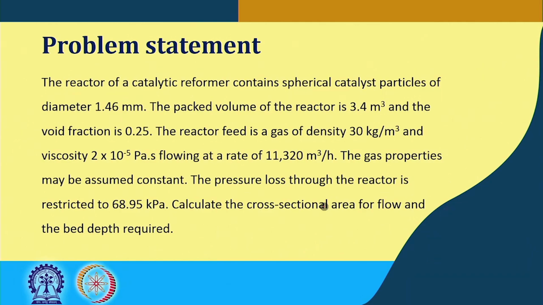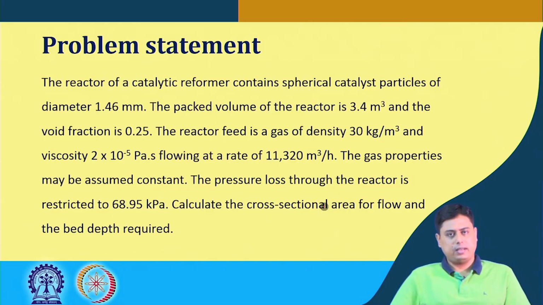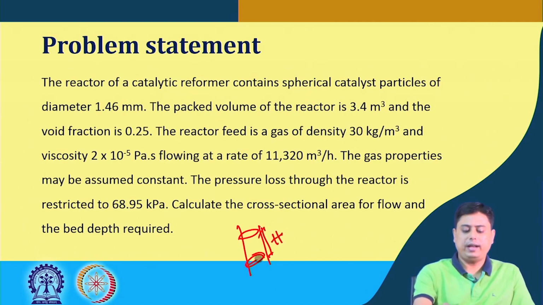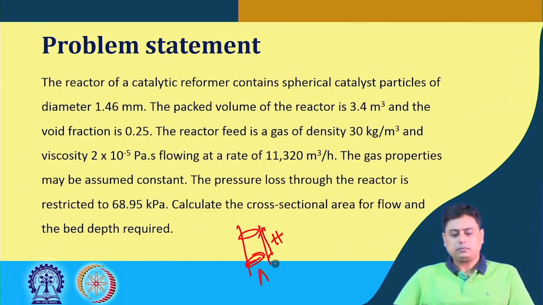The pressure loss through the reactor is restricted to 68.95 kilopascal. So, we have to calculate the cross sectional area for flow and the bed depth that is required. Which means all the information is given for this cylindrical bed. We have to calculate what is H and what is A, the cross sectional area. All other information is given.